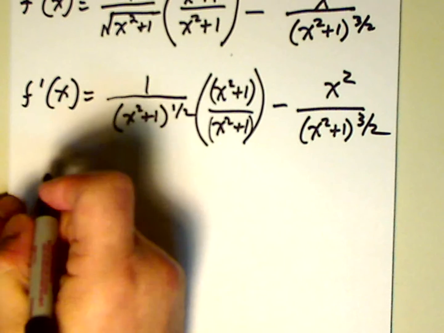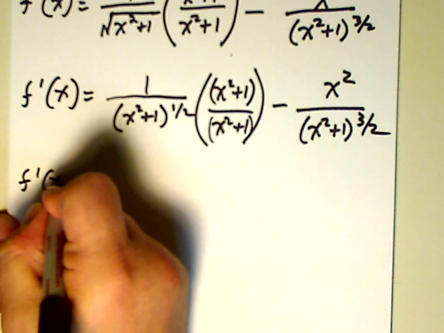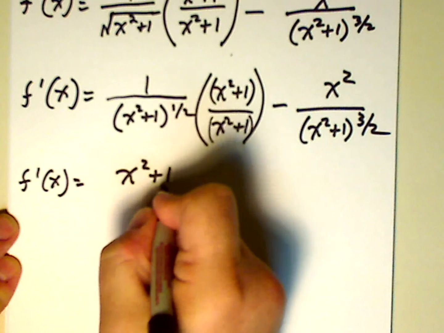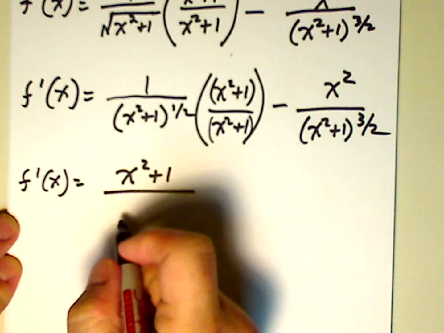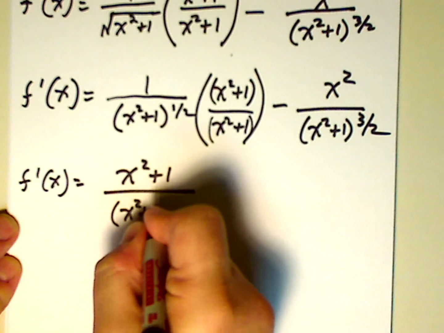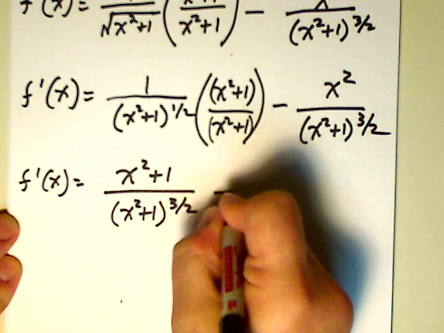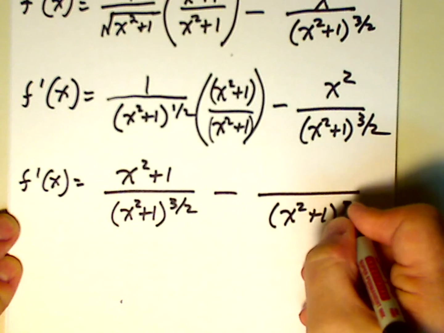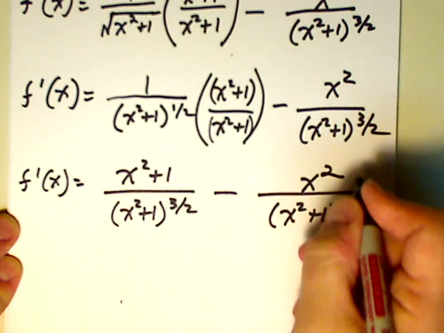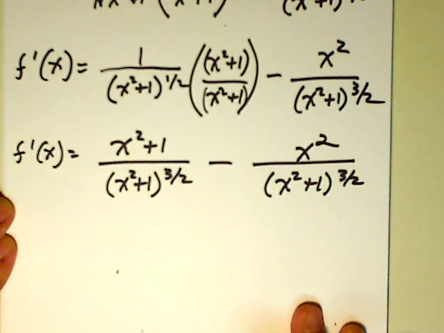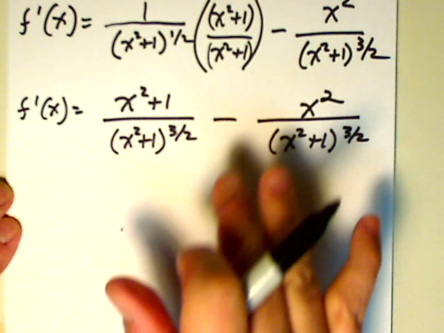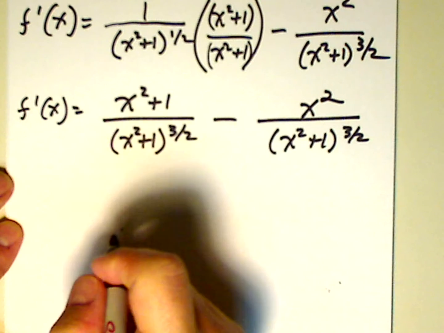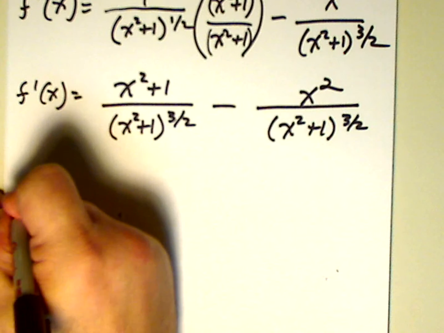We're going to wind up with x squared plus 1 in the numerator and x squared plus 1 to the 3 halves in the denominator. And here, okay. So now we can combine terms in the numerator and we can put it all over the same denominator. So let's do that.